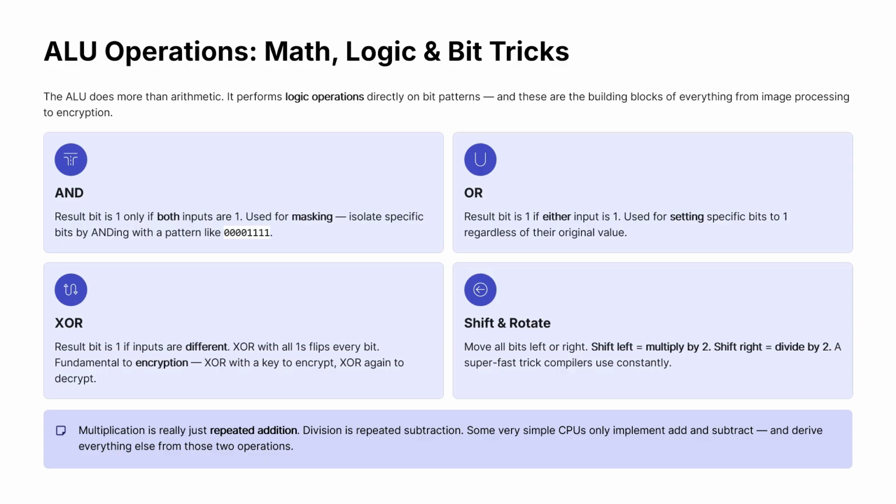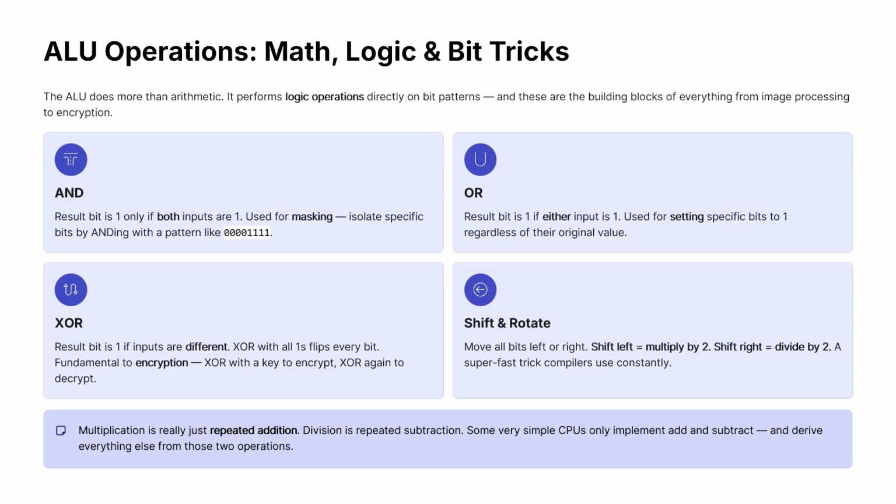The ALU also does shift and rotate operations. Imagine the bits in a register are beads on a track. A shift moves them all 1 position left or right. The bit that falls off one end either gets discarded, that's a logical shift, or gets placed at the other end. That's a circular shift, also called a rotation. Shifting left by 1 position is equivalent to multiplying by 2.